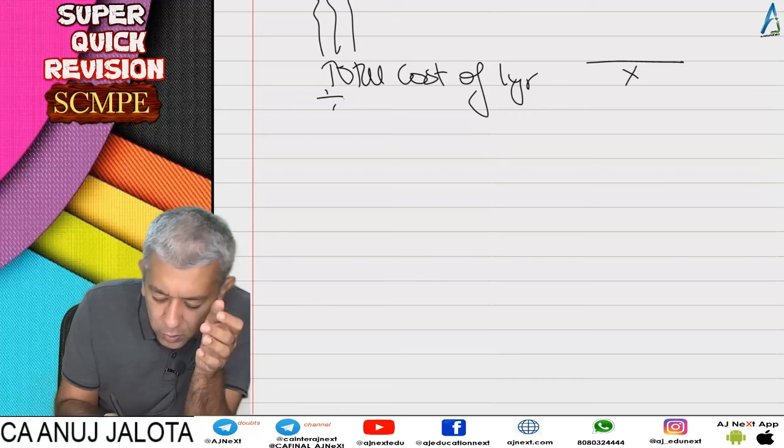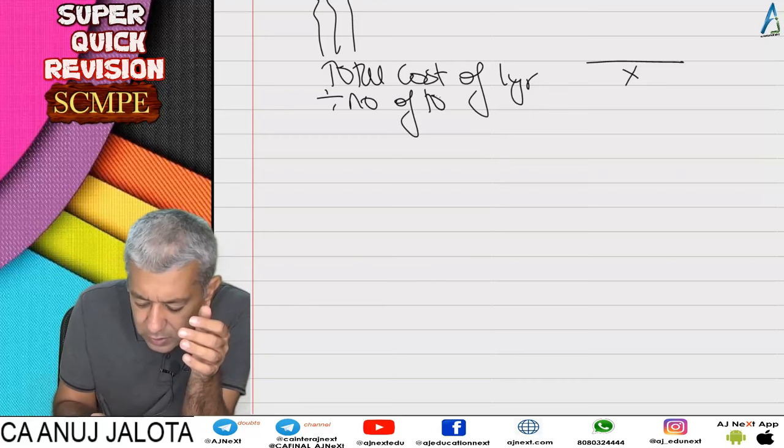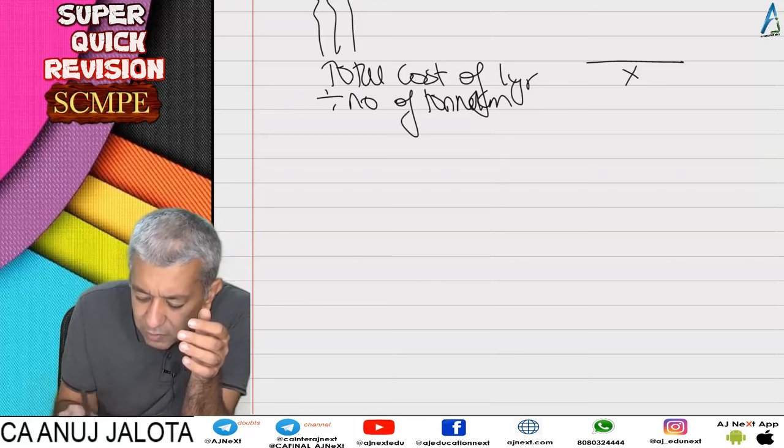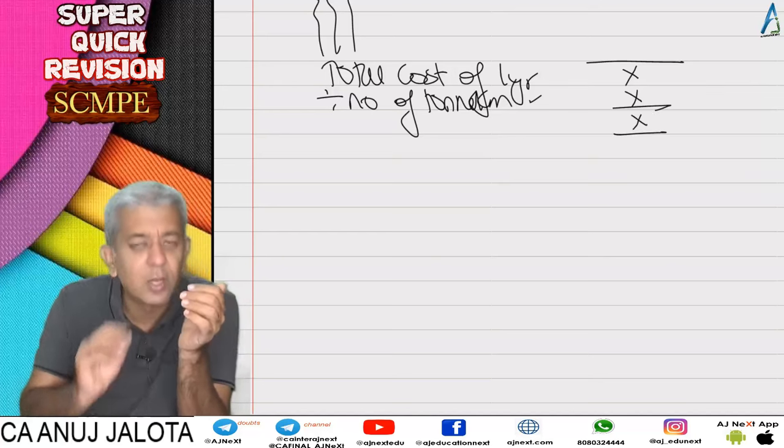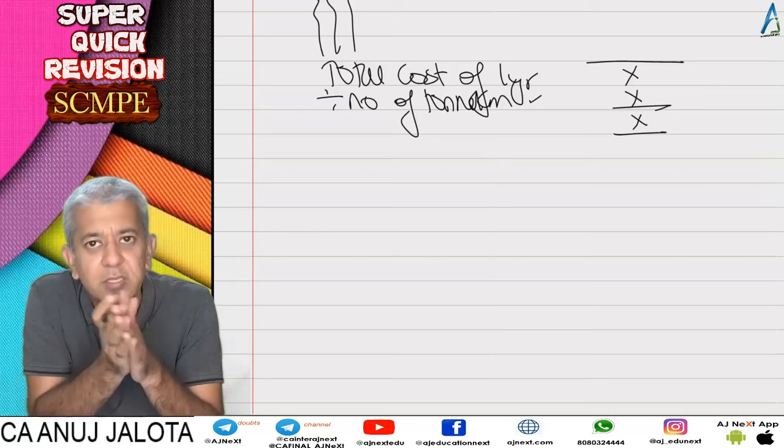So, therefore, now you are going to be dividing by number of ton kilometers. Okay. Now, how do you get number of ton kilometers? In this case, number of ton kilometers can be calculated as number of tons into number of kilometers.